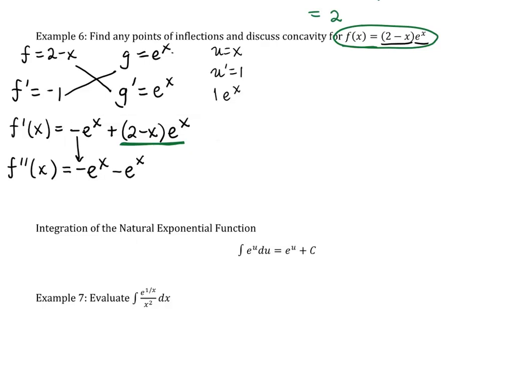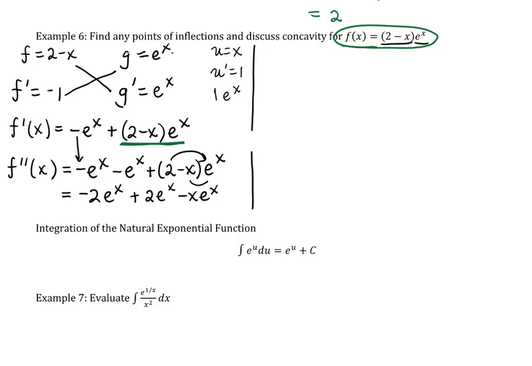So I'm going to write a negative e to the x plus 2 minus x multiplied by e to the x. I'm going to go ahead and combine some like terms and simplify this, since we will be needing to set this equation equal to 0. Combining the first two terms gives us a negative 2 e to the x. I'm going to distribute over here to give me a 2 e to the x minus x e to the x. The first two terms will cancel and just leave us with a second derivative equal to negative x e to the x.